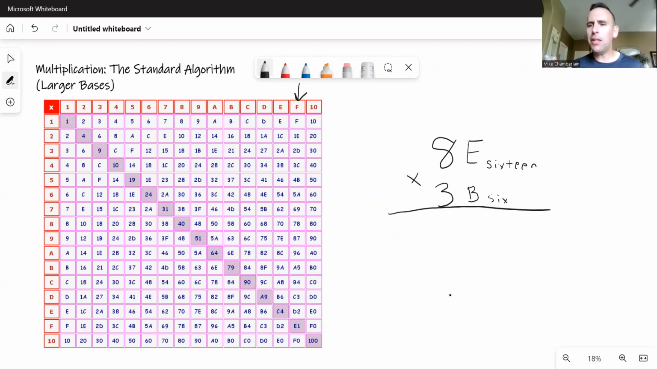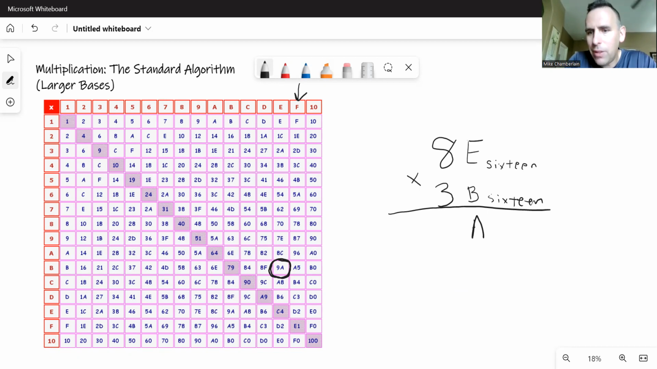So let's take a look at what this problem would look like. 8E base 16 times 3B base 16. I forgot to write the teen there, but there it is. So starting off in the ones place, B times E. Totally lost. Have to look and figure that out. So we find B, we find E, where they match up. It's almost dizzying to figure that out. I believe B times E is 9A. Who would have known it?